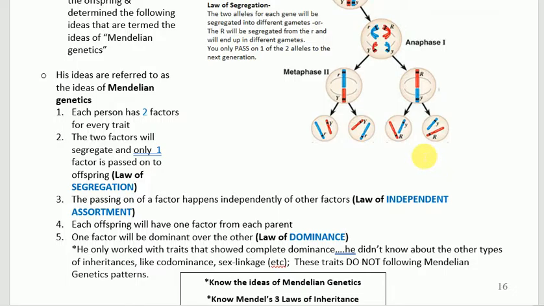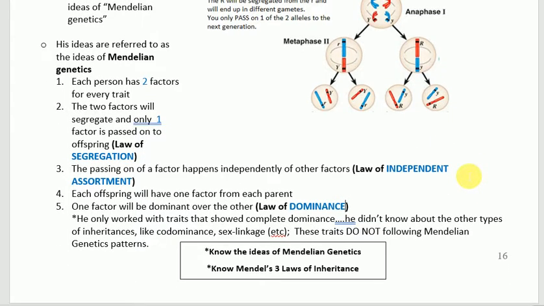It's important to note that Mendel only worked with traits that show complete dominance. He didn't know about any other types of inheritance like codominance, sex linkage, any of those things. So those traits that we're going to talk about do not follow Mendel's ideas. It's also important that you know the ideas of Mendelian genetics and that you know the three laws of inheritance.